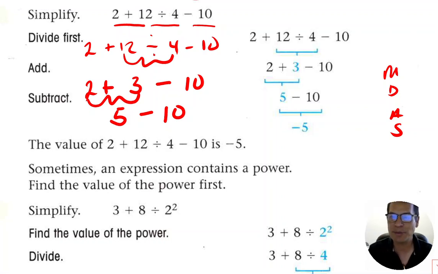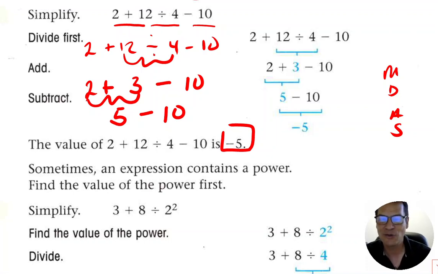Remember in our last chapter we did addition and subtraction of integers. That 10, we're going to get the absolute value of that 10. We're going to subtract 5 from it, and that 10 is the largest digit here, so it's got a negative sign in front of it. So the 5 minus 10 then is going to get us negative 5. So the value of that expression then, 2 plus 12 divided by 4 minus 10, is negative 5.